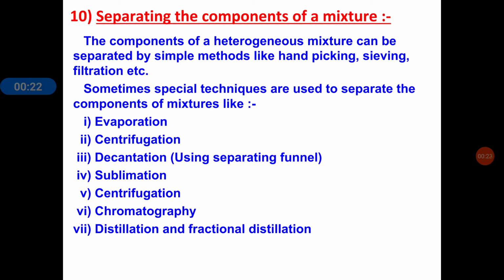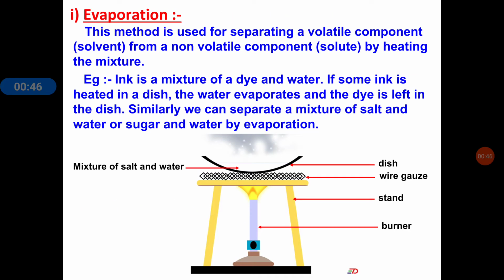In the previous class I had discussed that there are different methods of separating the components of a mixture: evaporation, centrifugation, decantation, sublimation, chromatography, distillation and fractional distillation. Now we will see these methods one by one in detail. First of all, we will see evaporation.